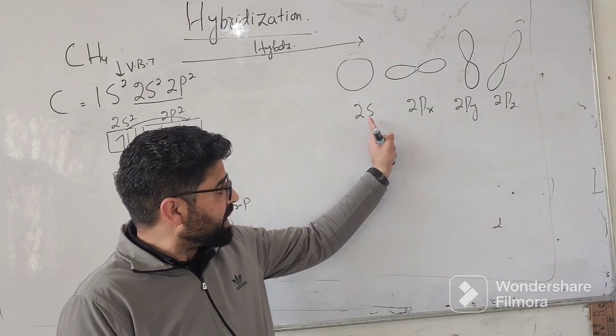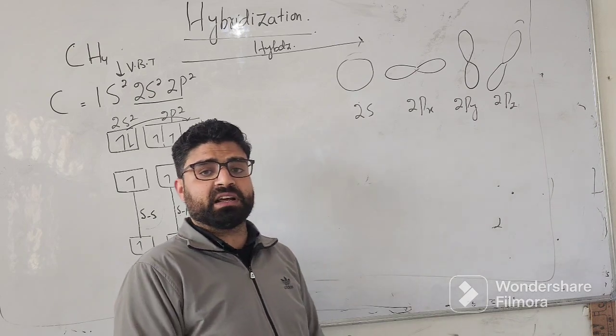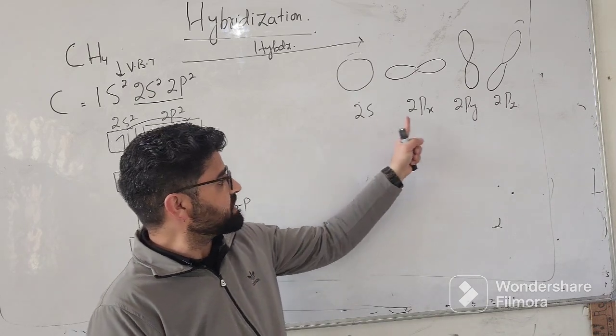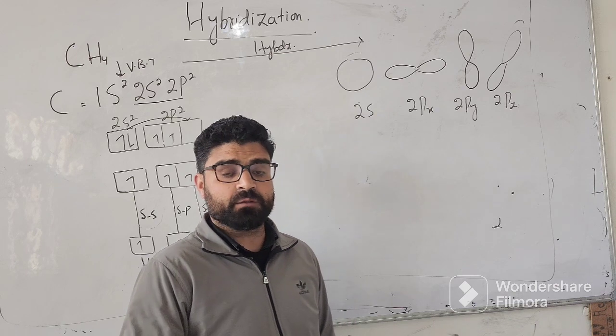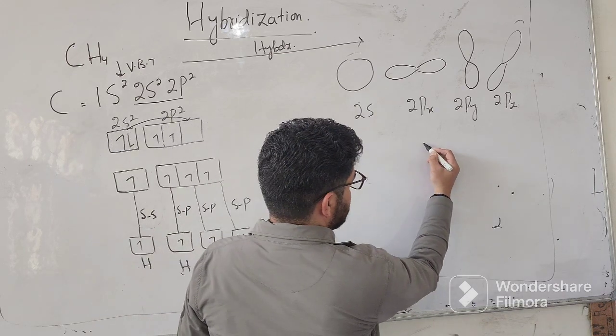So how many atomic orbitals are mixing here? 1, 2, 3 and 4. 4 atomic orbitals are getting mixed, and these 4 atomic orbitals will form 4 hybrid orbitals, and the hybrid orbital is represented like this.